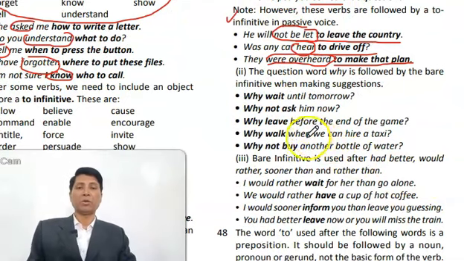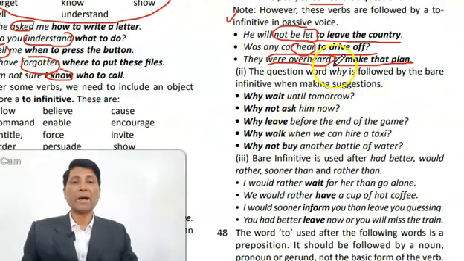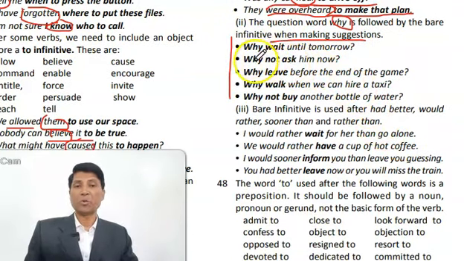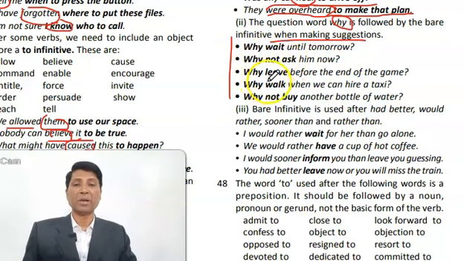Moving on to rule number 2. The question of "why" is followed by the bare infinitive when making suggestions. How? Look at the examples given. Why wait until tomorrow? So there is no "to" after "why". Ask him now. There is no use of full infinitive here. Why leave before the end of the game? So there is no "to" here. Why walk when we can have a taxi? Why not buy another bottle of water? So when the question of "why" is used to give suggestions, then the following verb is a bare infinitive.